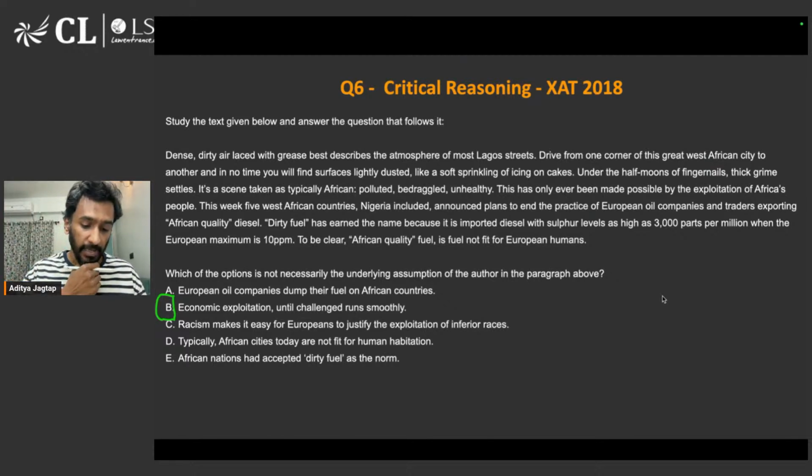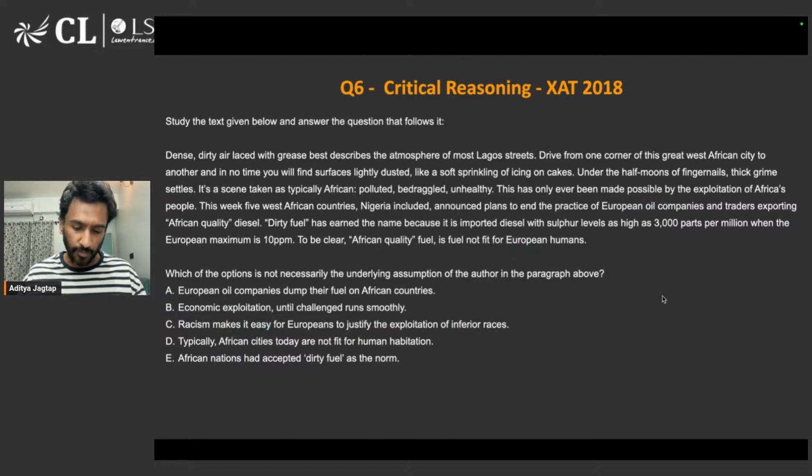Let's look at C. Racism makes it easy for Europeans to justify the exploitation of inferior races. So, a few problems here. One is racism makes it easy. Although there is racism, we don't know if it actually makes it easy, because it's not like they are trying to justify giving bad oil, saying because we are a better race. They're probably giving it based on some demand-supply thing. It's not like they're publicly justifying this. The other thing is inferior races is a generalization.